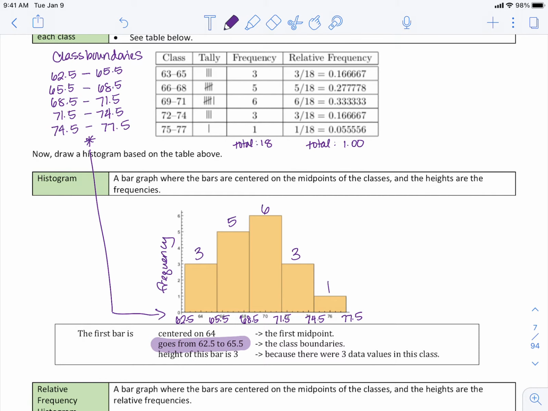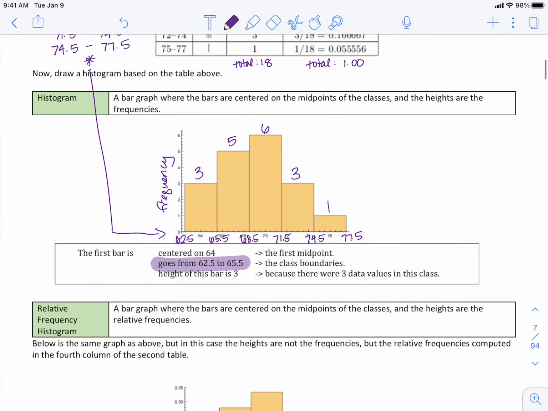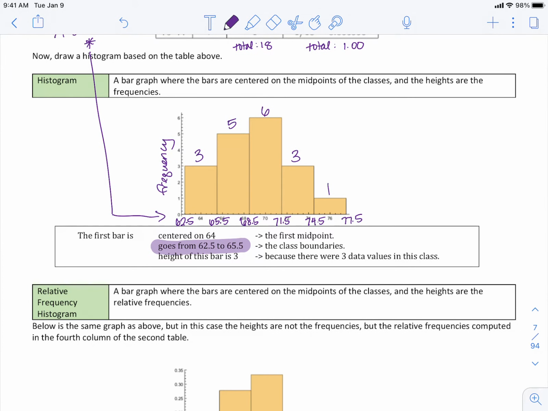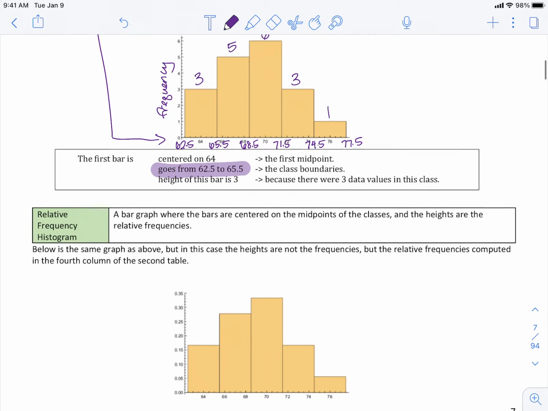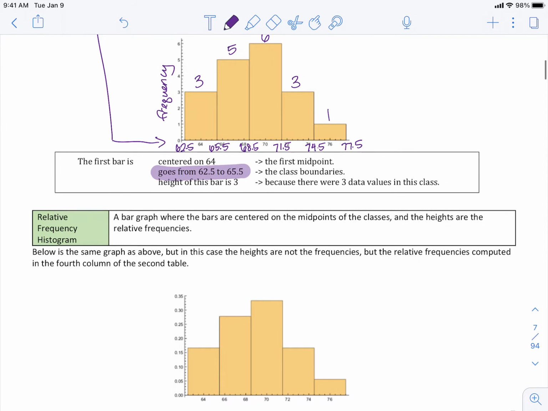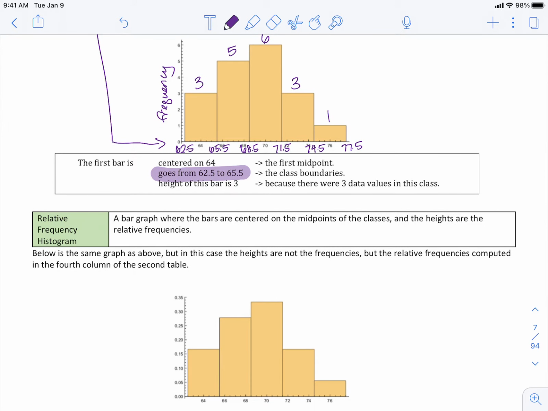Now, a relative frequency histogram. This is a bar graph where the bars are centered on the midpoints of the classes and the heights are the relative frequencies. So if you notice, it's going to be the same bar graph, but in this case, the heights are not the frequencies, but the relative frequencies, which is our last column of the table. So now our y-axis becomes relative frequencies.